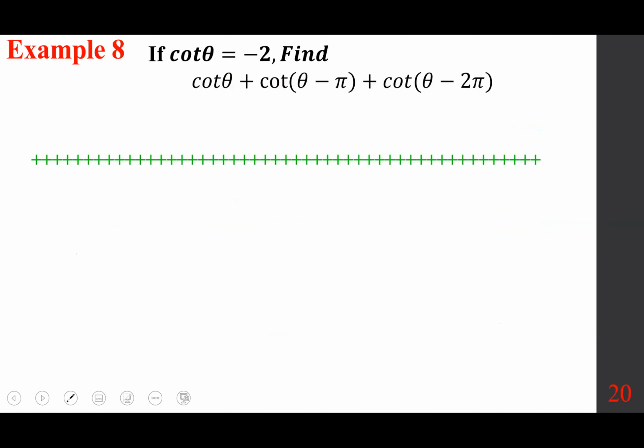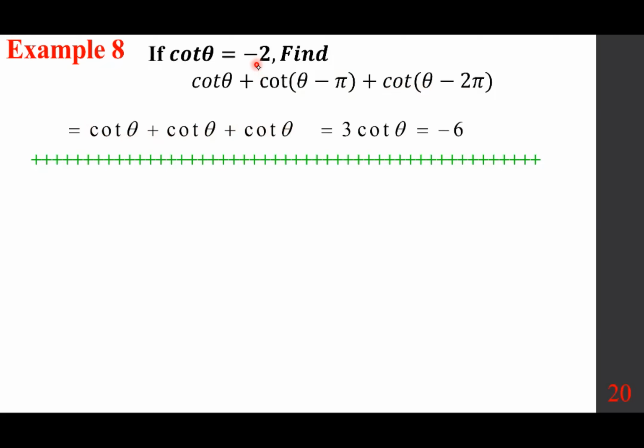So using that concept, we want to find the value of this expression by looking at this part. Since the period is pi, we add or subtract makes no difference. This is the same as cotangent of theta. Same thing here. 2 pi or 10 pi or pi add or subtract makes no difference. Cotangent of theta, and therefore you have how many of them? 3 of them. So 3 cotangent theta, 3 times negative 2 is negative 6. So that's how you simplify this.